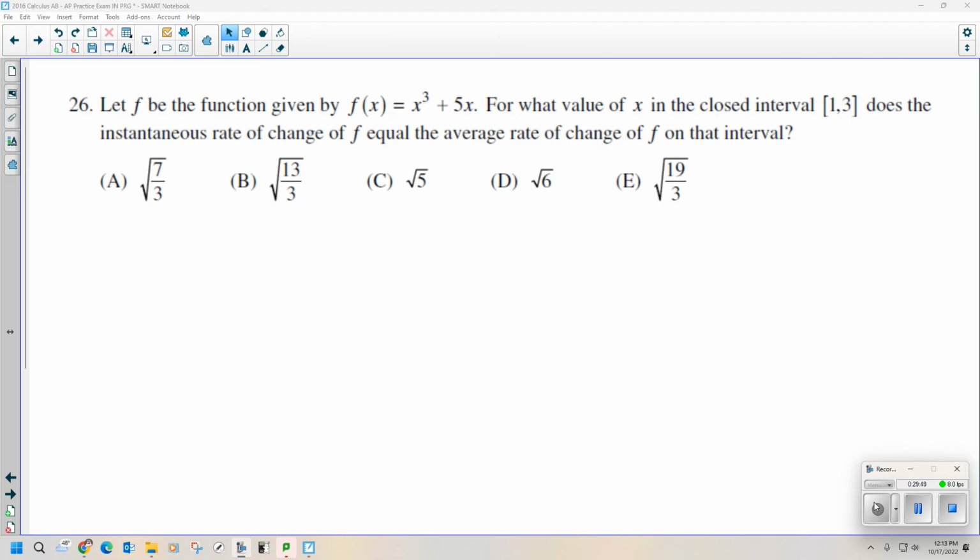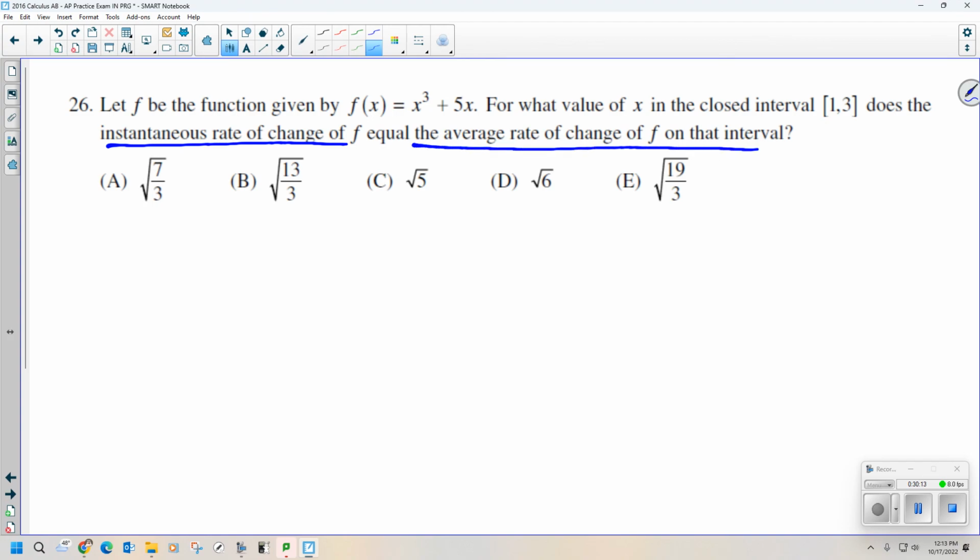Number 26, let f be the function given by f of x equals x cubed plus 5x. For what value of x in the closed interval from 1 to 3 does the instantaneous rate of change of f equal the average rate of change on that interval? Just like we started this out, when the instantaneous rate of change equals the average rate of change, that's the mean value theorem. Okay, they're asking what value of x makes that true.